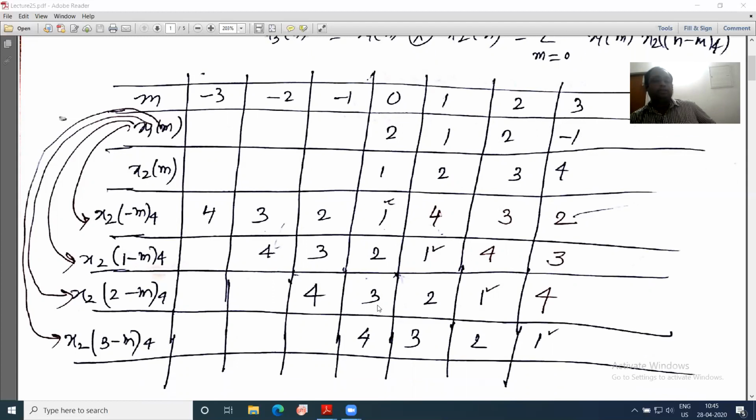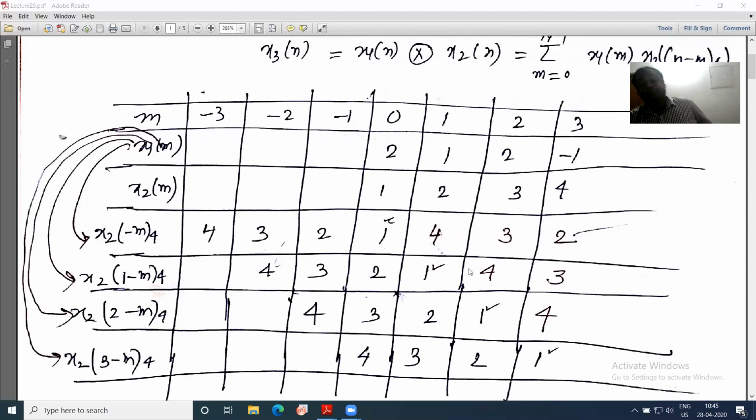Then x2 of 2 minus m, I'll start from 2 and I'll write 1, 2, 3, 4. Then I will write 4 over here. Next, I will see x2 of 3 minus m. So I'll start from 3. So 1, 2, 3, 4, like that. So once we fill up the table, have you understood this table? Yes, sir.